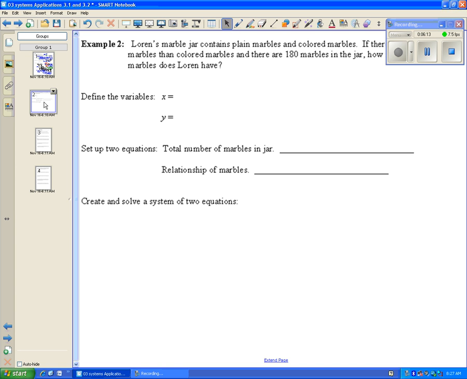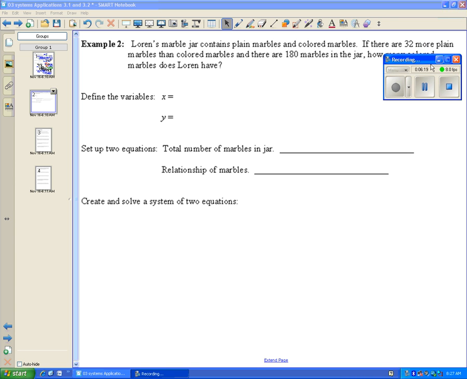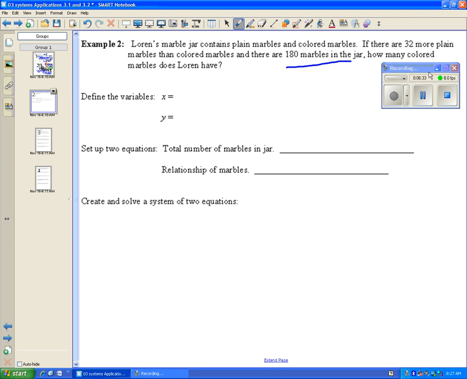Next example says, Lauren's marble jar contains marbles, plain marbles, and colored marbles. If there are 32 more plain marbles than colored marbles, and there are 181 marbles in the jar, how many colored marbles are there? So realize what they give us in this problem. I do have a total, 181 marbles in the jar, but my other equation is telling me there are 32 more plain marbles than colored marbles. That's going to be my second equation.